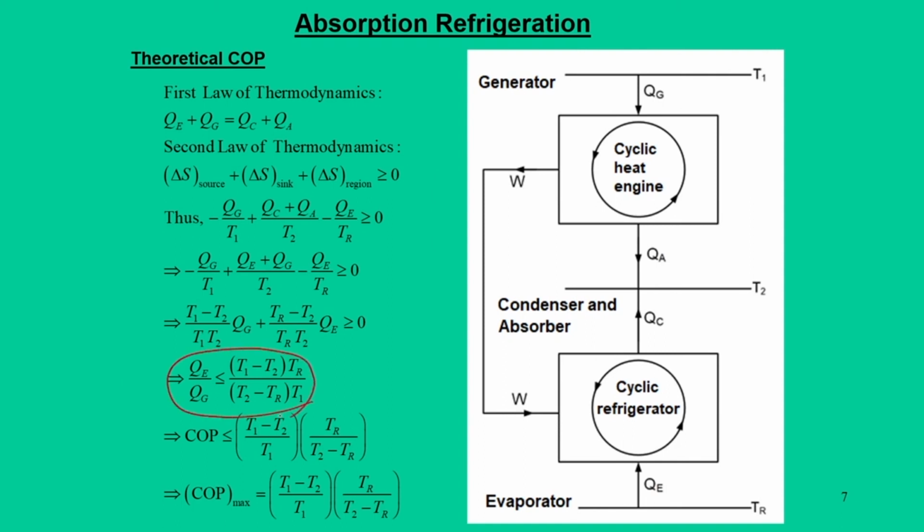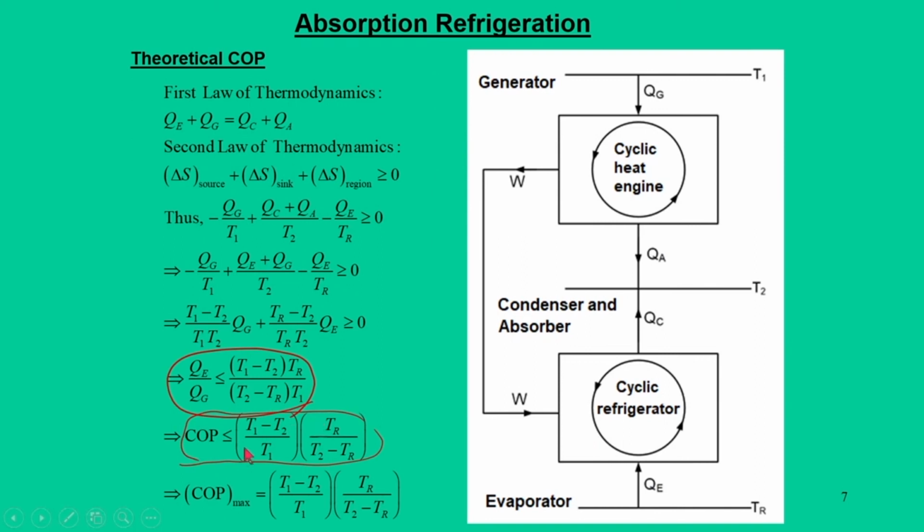It is QE by QG as a function of 3 temperatures: T1, the source temperature, T2, the sink temperature, and TR, the evaporator temperature. And this QE by QG is nothing but your COP. So, COP is less than or equal to (T1 minus T2) by T1 into TR by (T2 minus TR). One interesting thing you can see is that COP is represented as a function of 2 parameters.